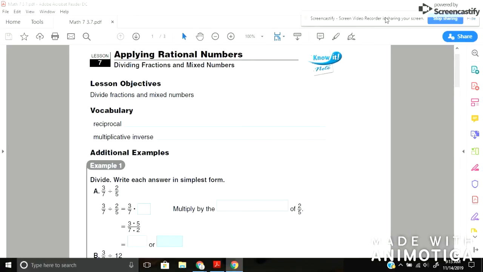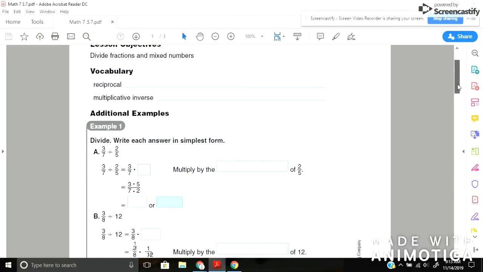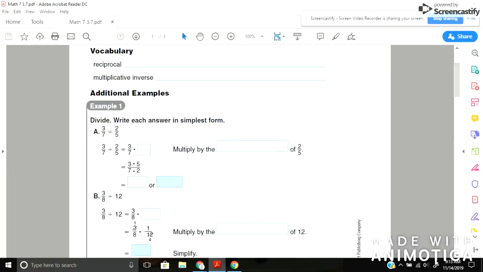Today we'll be discussing how to divide fractions and also mixed numbers. And we're going to start with a little bit of vocab today. Our vocab word for the day, the most important one, I think, is the top one there, reciprocal.